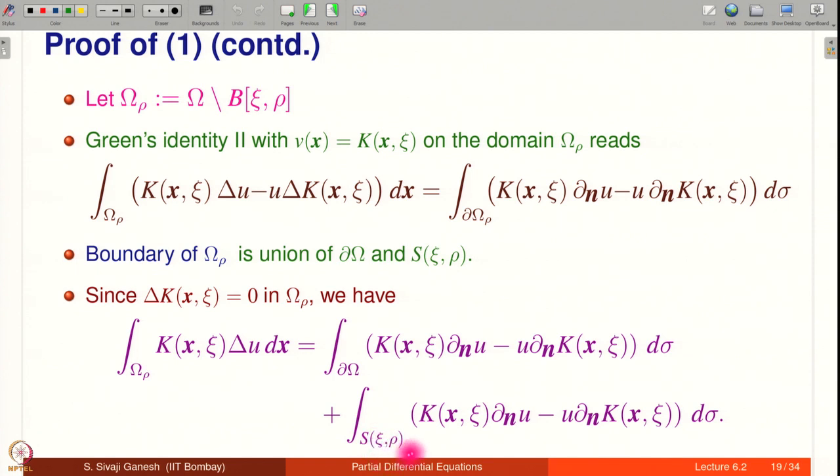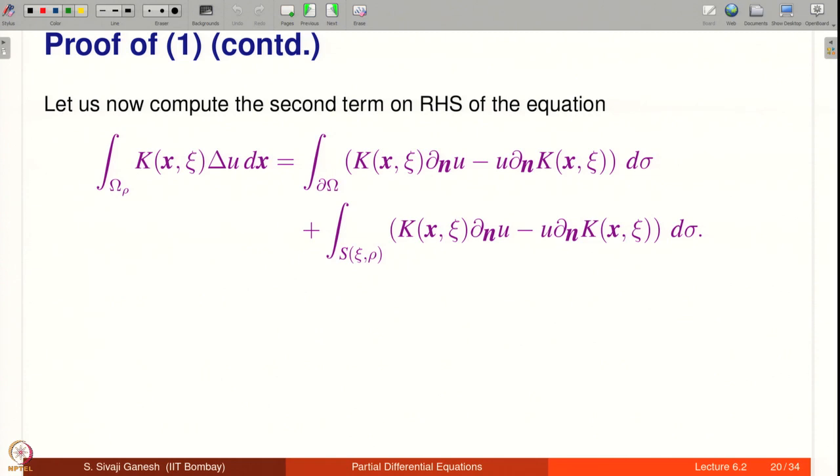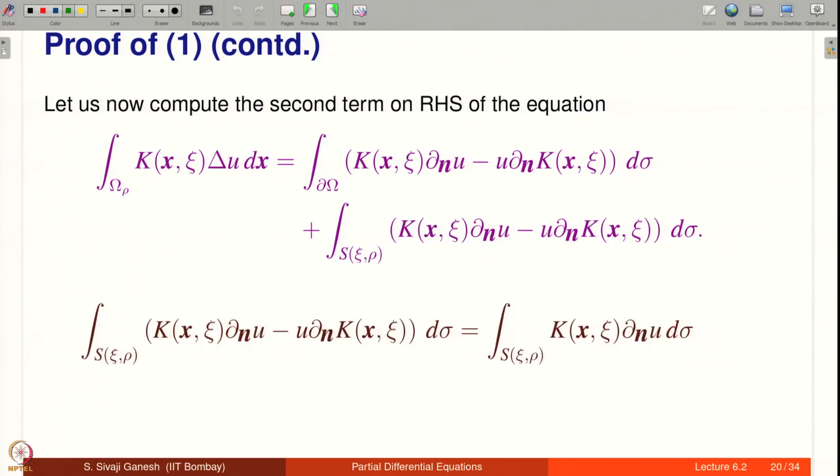Now, let us look at this term and try to simplify it. Because assertion 1 contains not this term, but a simplified version of it. So, let us look at the second term. Let us compute the second term on the RHS of this equation. This is equal to the first term here minus the second term. So, let us address each of them separately.